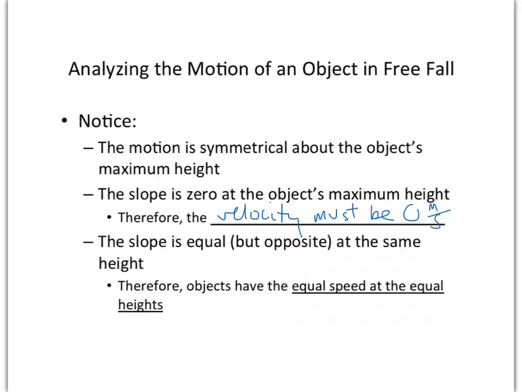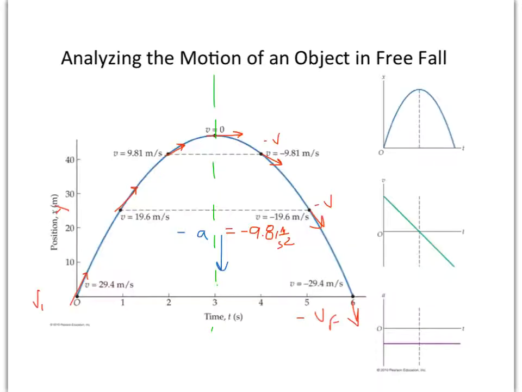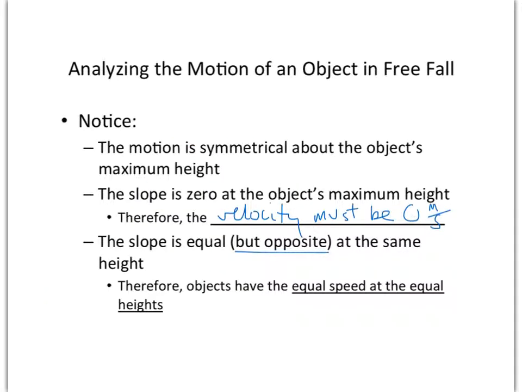Like I said before, the slope is equal, although opposite, and that's the big thing, at the same height. So if I go back to the preview here, same heights, same slope, just opposite. So positive 19.6, negative 19.6. Positive 9.81, negative 9.81. Symmetrical about the center, and at equal heights, you have the same slope, just opposite.